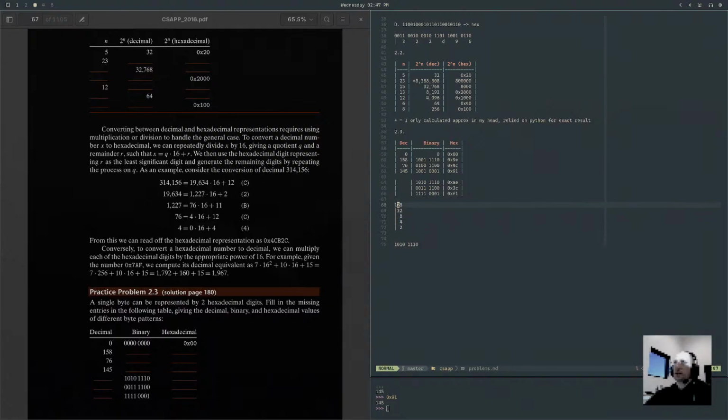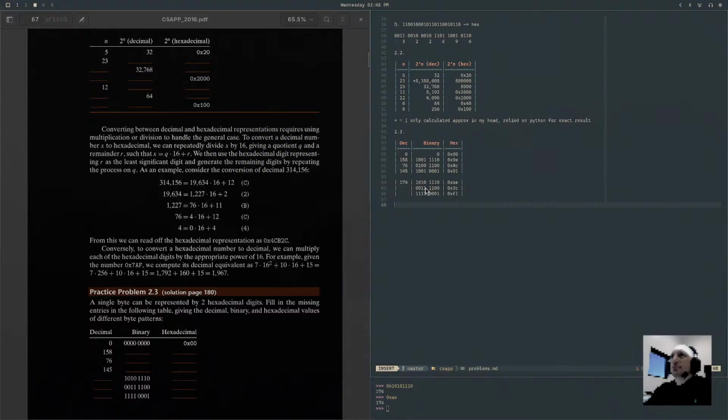Okay, so 8, 9, 10, so that's 24. So I'll put a 4 here. Oops. Carry the 2. So that's 7. 7 there. So it's 174. Let's test that out. 0B 10101110. 174. So I got that right. 174. And then if I do 0xAE, 174. Great. Easy peasy. Next one.